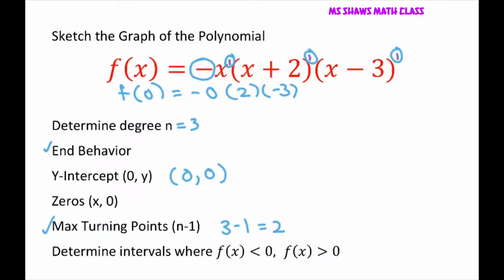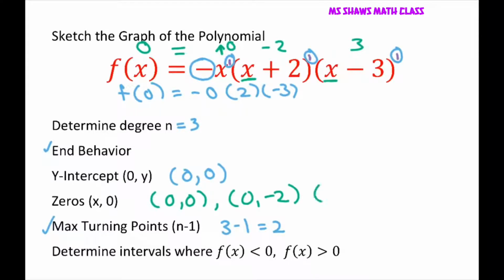Now our zeros are when y is 0. So if y is 0, what are our zeros? This x could be 0, this x could be negative 2, and this x could be 3. So our zeros are at (0, 0), (-2, 0), and (3, 0). Again, these are our x-intercepts. All right, we'll determine where y is negative and positive after we graph it.